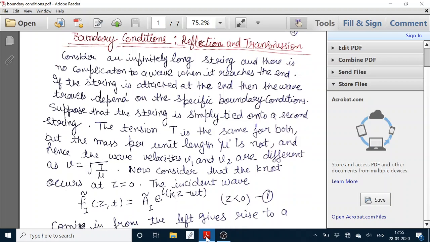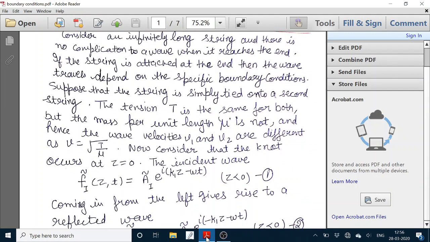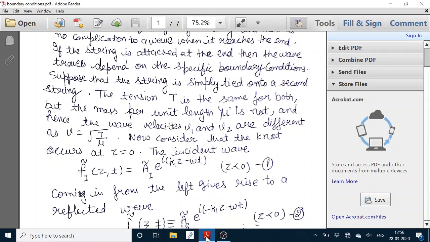But if the string is attached to some end, then the wave that travels through this particular string, attached on the other side, depends on some boundary conditions. So here we consider a string that is simply tied onto a second string. So we have two strings, one tied to the other. Tension T is the same for both strings, and mass per unit length mu is different, and that's why the velocities are also different, that is v1 and v2.